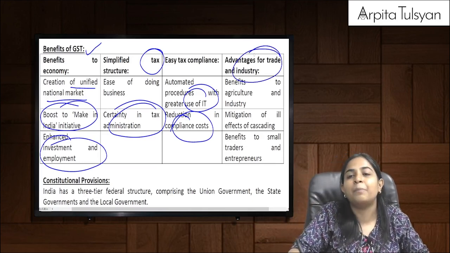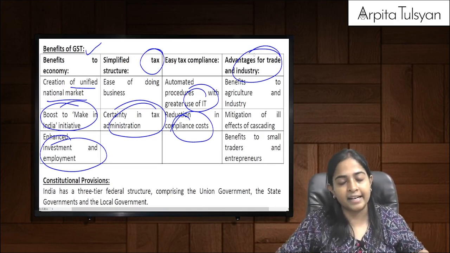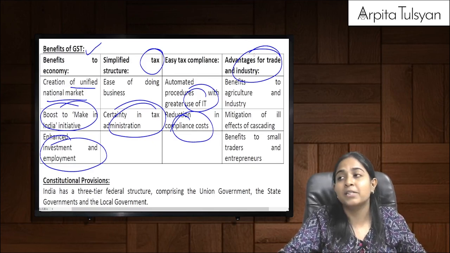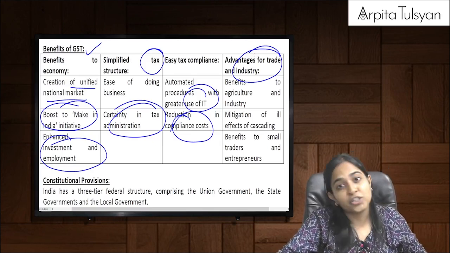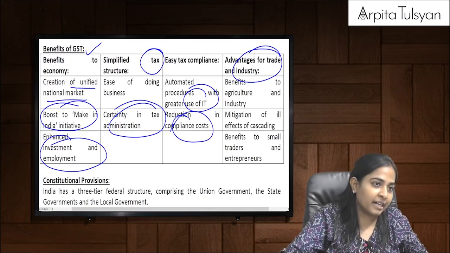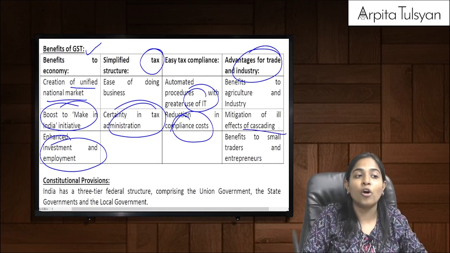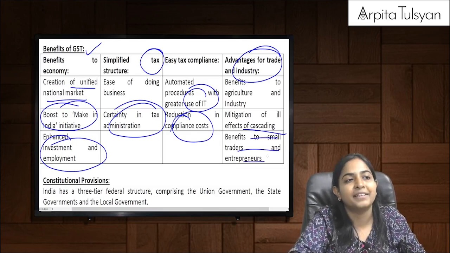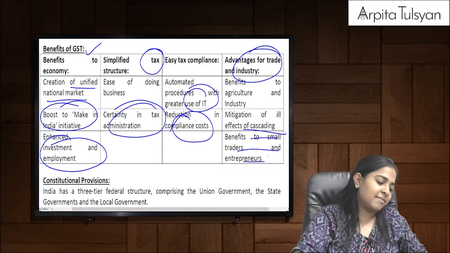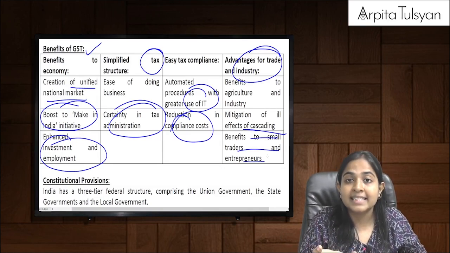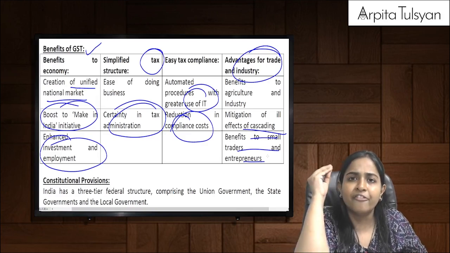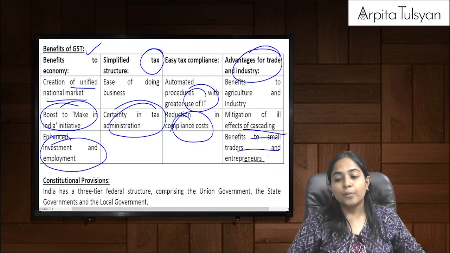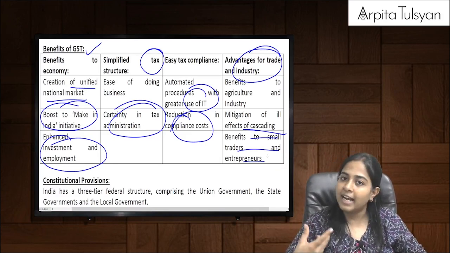Then, how has it helped the industry? The trade industry, because many exemptions have been provided, it has provided benefits to the agriculture sector, the primary sector of our country. Cascading effects have totally gone now, and because of the composition scheme, small businessmen have been helped. Ultimately, our tax revenue has increased. Every quarter we get news: this is the highest collection, this is the highest collection. Because of transparency, everyone has to pay the taxes.